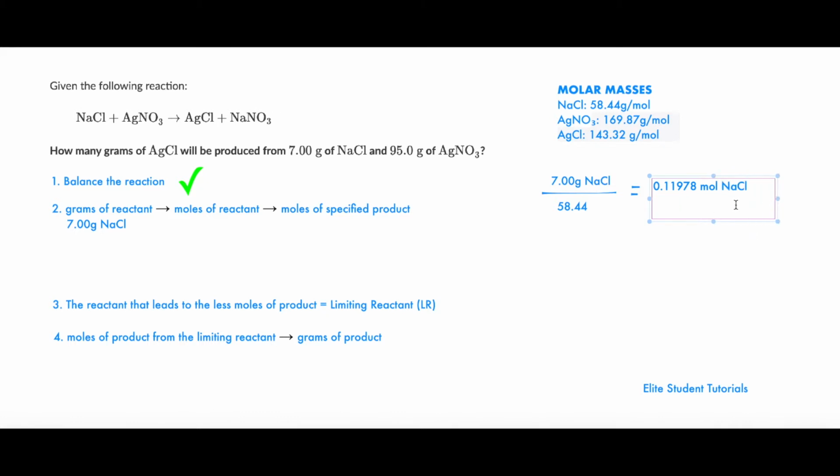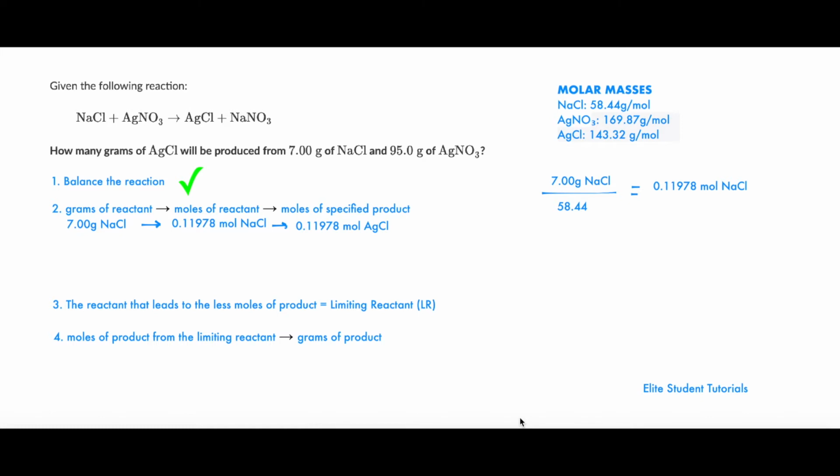Now with the moles of NaCl we just found, we convert that to moles of the product. We do stoichiometry to do this. Since it's a 1-to-1 ratio of NaCl to AgCl, for each mole of NaCl we have, we'll have 1 mole of AgCl, so it would just be the exact same.